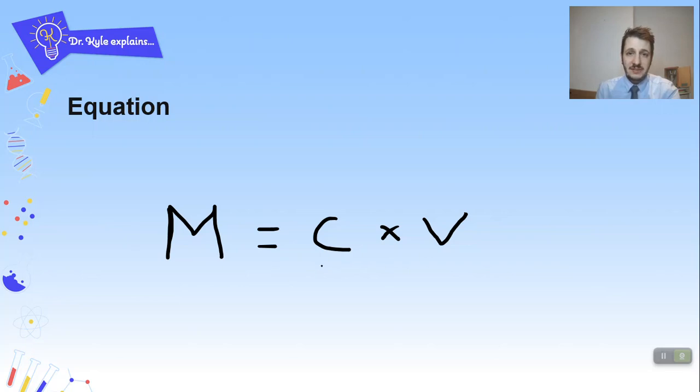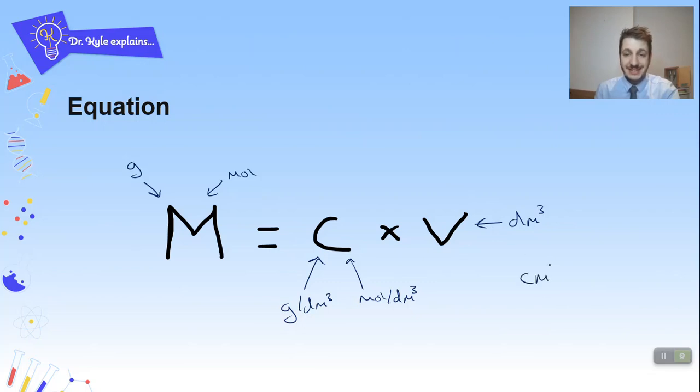Now, C stands for concentration. Now, as I said in the previous slide, this can either be grams per decimeter cubed or moles per decimeter cubed. This is why it's really important to read the question carefully, because if it's grams per decimeter cubed, your M is grams, and if it's moles per decimeter cubed, your M is moles. V is volume, and as we stated already, it always needs to be in decimeters cubed. However, it's often given in centimeters cubed, and you need to convert before putting it into the equation.